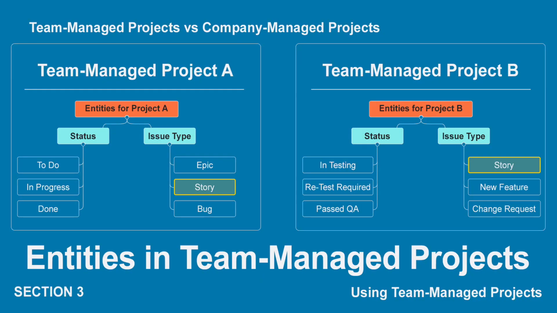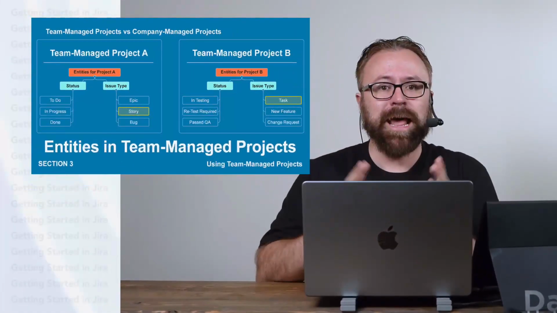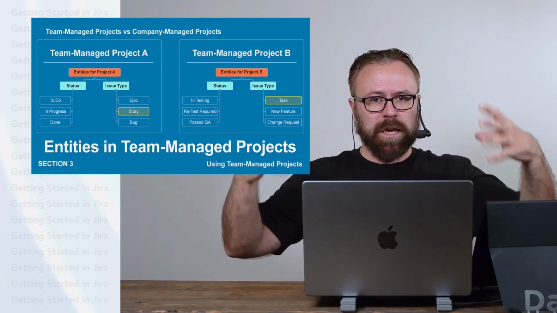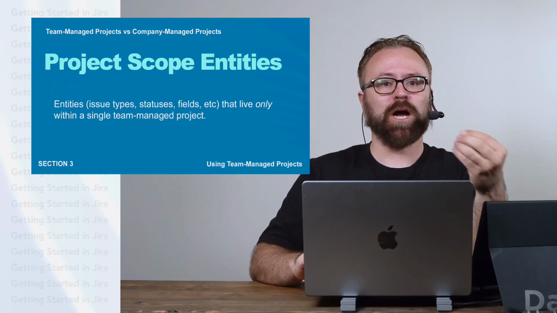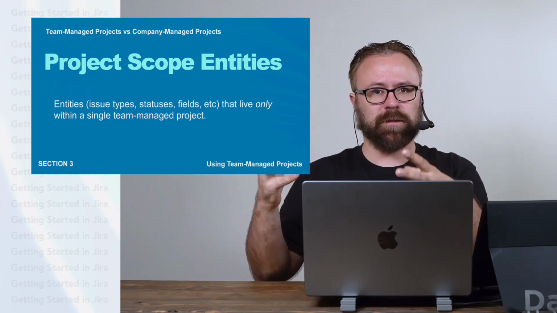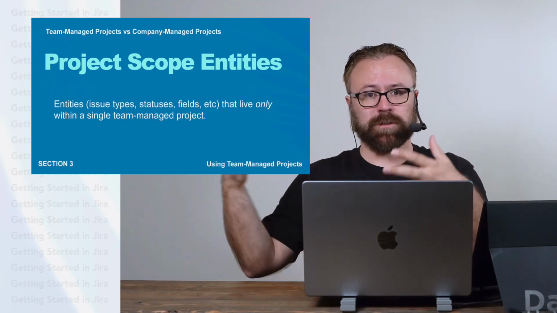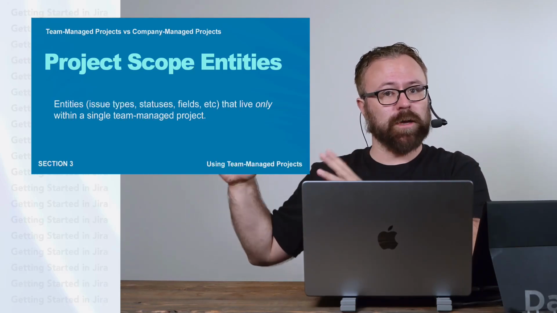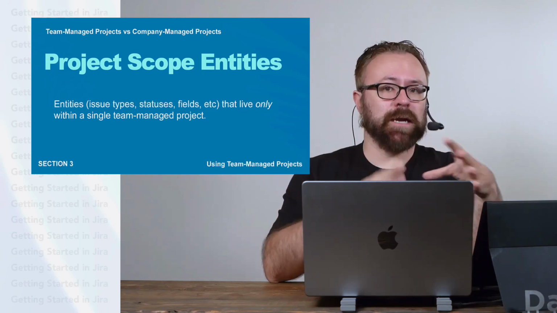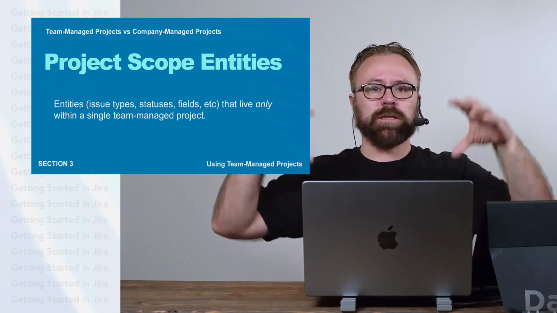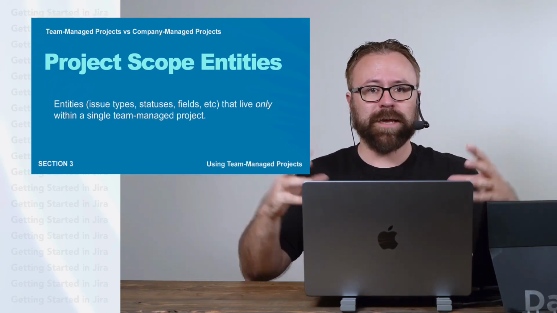And so if we were to rename it in one of them, like rename it in project B to a task, you won't notice that change anywhere else except for in project B where you rename it. And that's how team-managed projects work, where each one is contained within itself. Atlassian calls these project scope entities, the entities being things like issue types, statuses, fields, and so on. All those things that we're going to learn about configuring inside projects in Jira, collectively, those are entities. And for team-managed projects, those entities only live within the team-managed project where they are created.